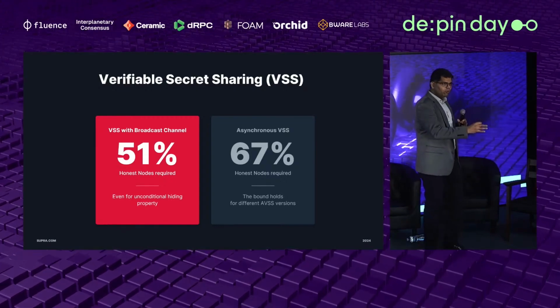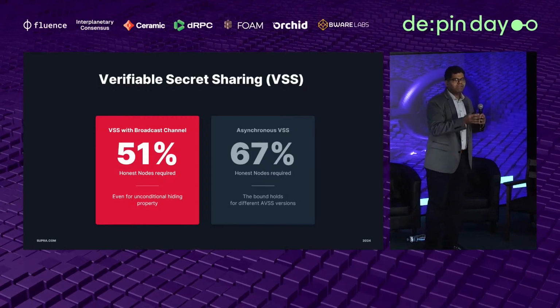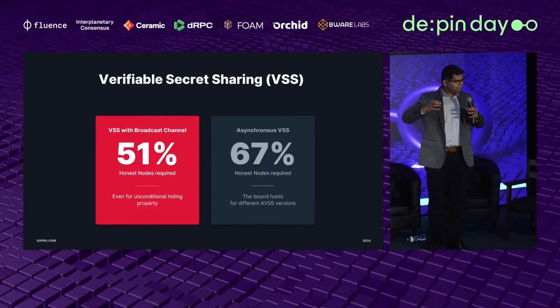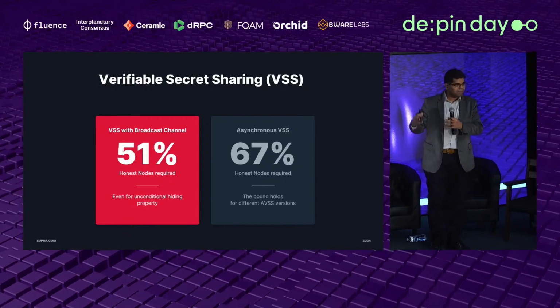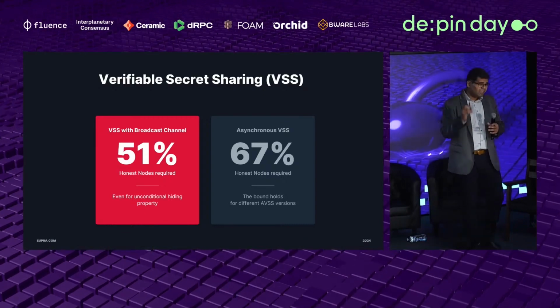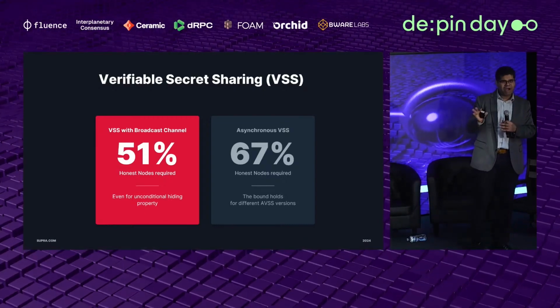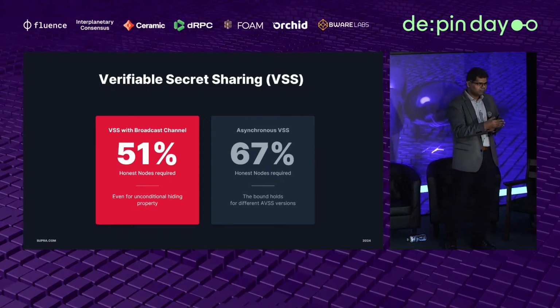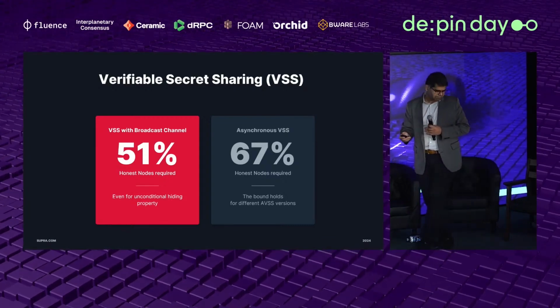The way to look at it is that when you say I can solve a problem for 51%, it means I can tolerate many more bad parties in the system and my protocol will still be secure. But when you say 67%, that means even if 33% of nodes go bad, things can go wrong. So whenever possible, I want to have a low number of honest parties needed to make the system work.